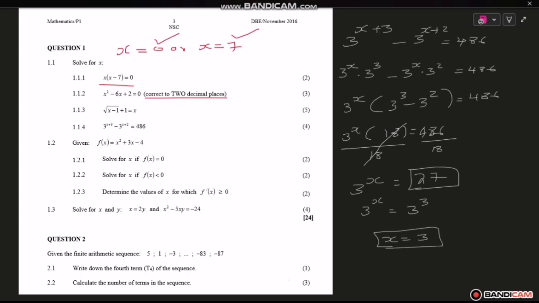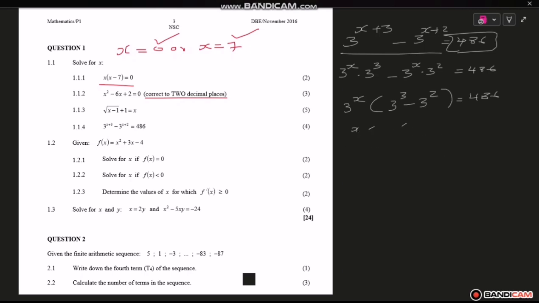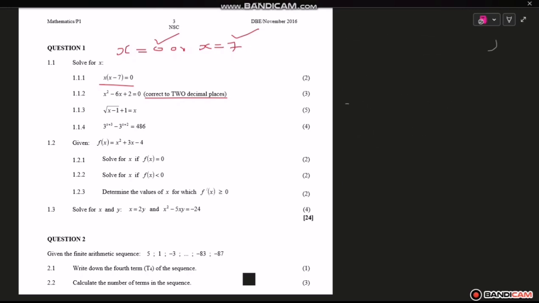Then you can actually take this answer and substitute it into the original equation to check if you will get 486. I hope that makes sense. Very, very important, good people. I think we can move on. All right, let's try to move on and do question 1.2.